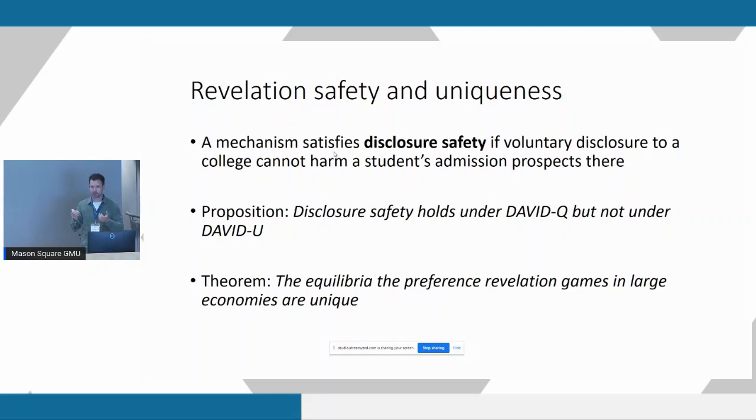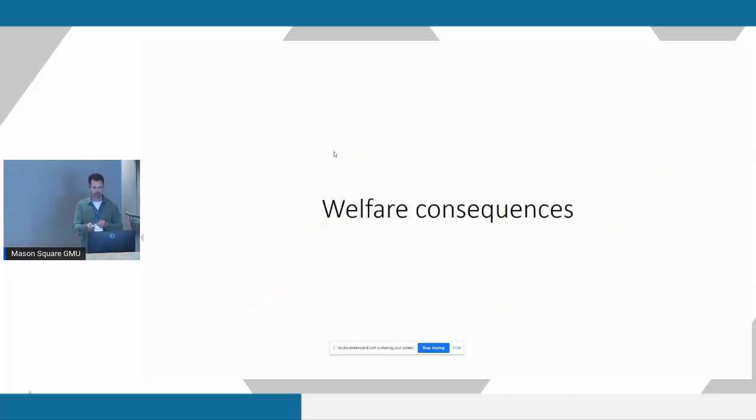Final thing I want to say is that in large instances, so if we have many agents or students, then there is a unique equilibrium if we just sample agents. Okay, and this is what's going to allow us to gain traction on a welfare analysis that I'm going to show you now.